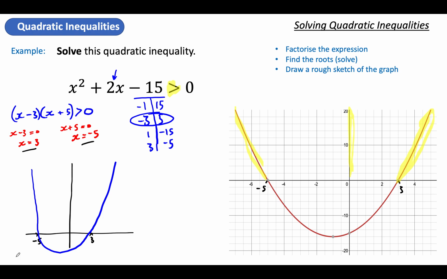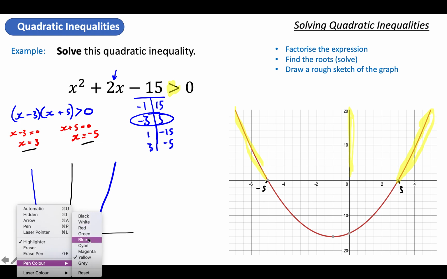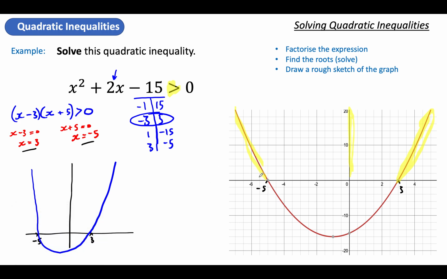So in that case, if I go back to my blue pen, we're after all the bits of the graph this side. I've just changed my highlighter to blue. Well, let's stick with it, why not? And we're after all the bits of the x-axis that are this side of the 3. Can you see? Because look, my graph is that side of it, and my graph this side is that side of the minus 5.